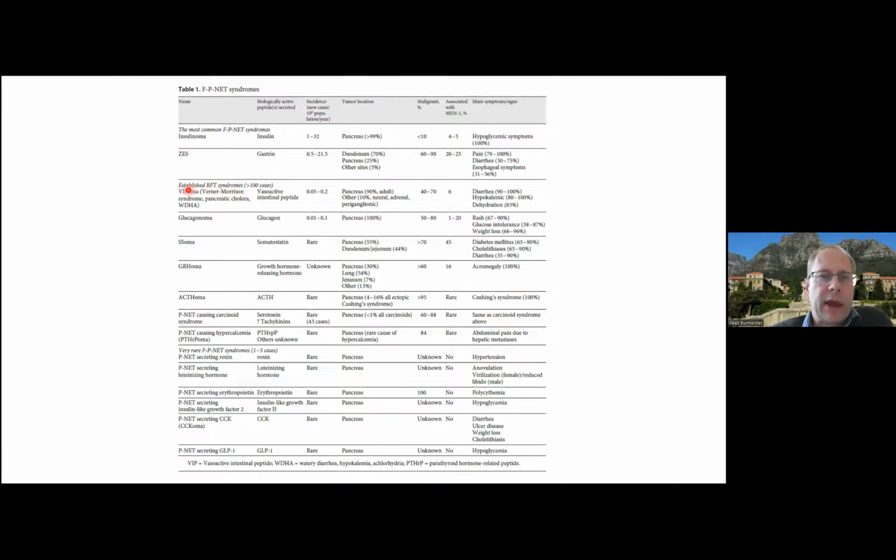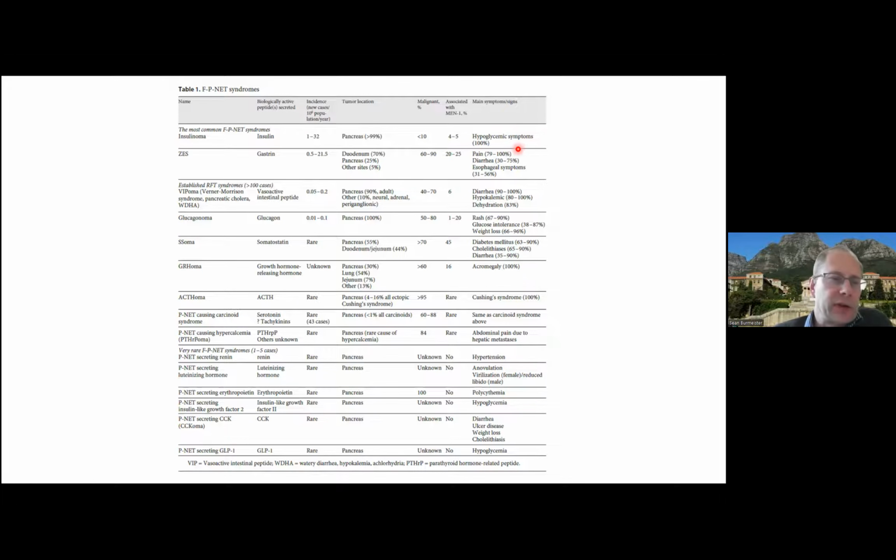And even if you're a dedicated pancreatic surgeon, you're probably going to see a handful of these in your career. Okay, but as I said, first and foremost, insulinomas are the commonest. The vast majority are located in the pancreas. Less than 10% are malignant. And remember that a proportion of these will be associated with MEN1 syndrome.